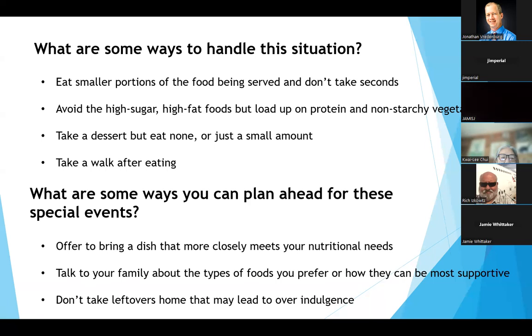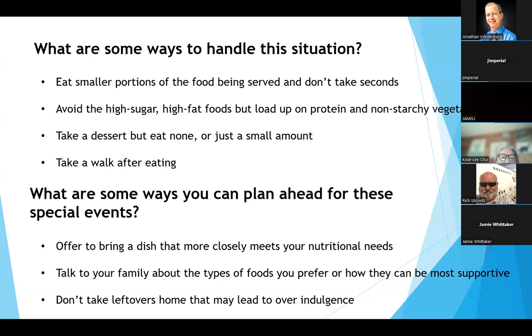Talk about the types of foods you prefer and how they can be the most supportive, and really just try to caution against overindulgence. A lot of these social situations that involve food, you would be surprised that all of the social cues we get to take more food have nothing to do with true hunger. So one of the tried and true strategies for preventing this is making sure your conversations are away from the buffet table.